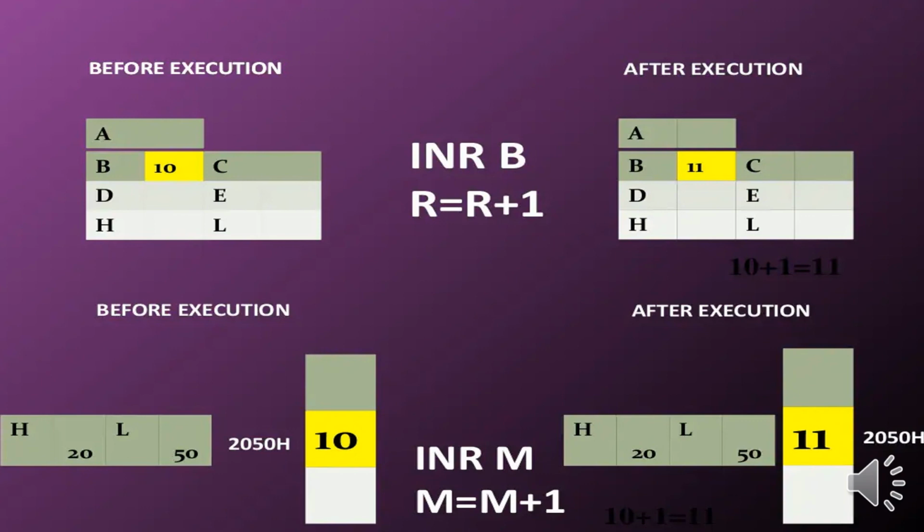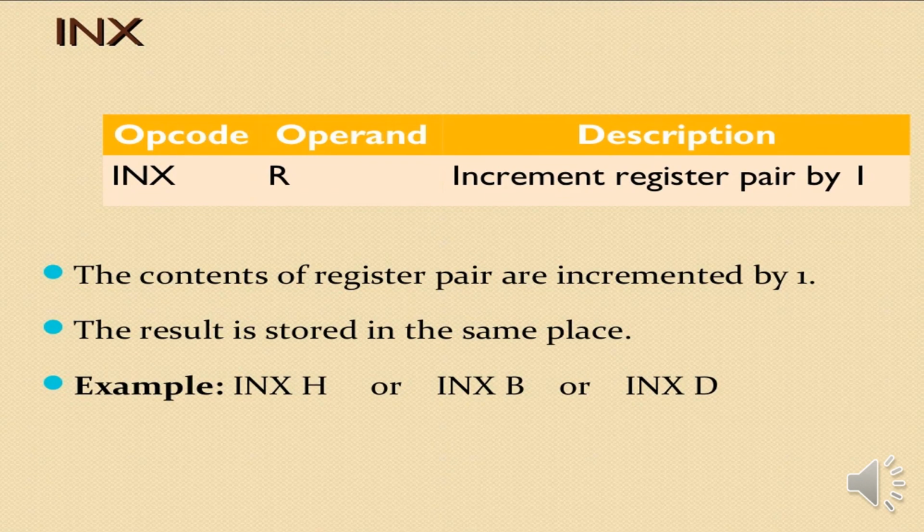So increment B means the B register value, assume that it is 10. After the execution of increment B, the value is incremented: R equals R plus 1. So 10 plus 1 is 11. So 11 is stored after the execution of the instruction. And for the memory content, increment M, so M equals M plus 1. The memory content is pointed to by the HL register pair, say 10. So 10 plus 1 is 11. 11 is stored in the same memory location, 2050, pointed to by the HL register pair.